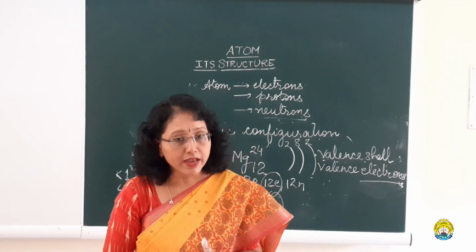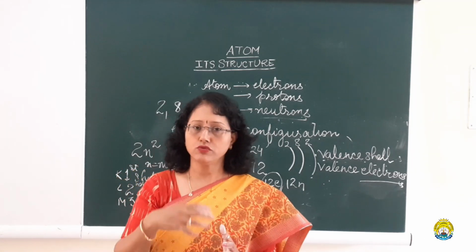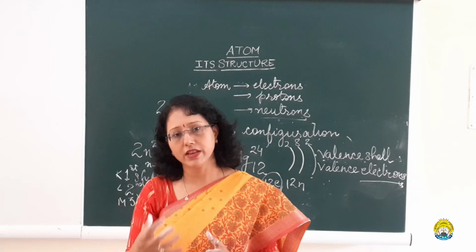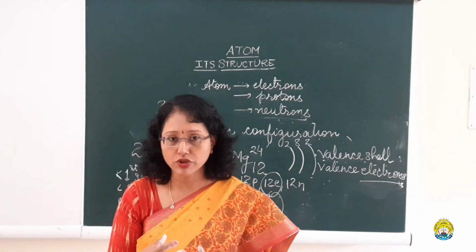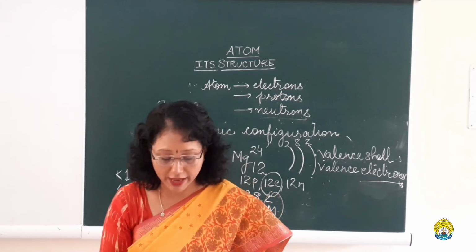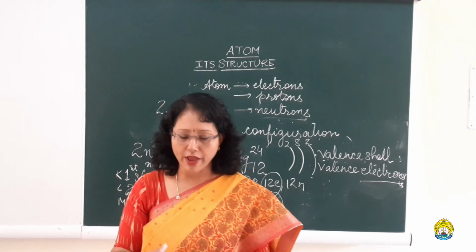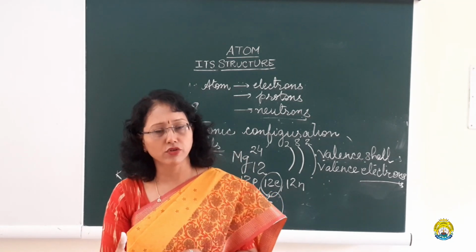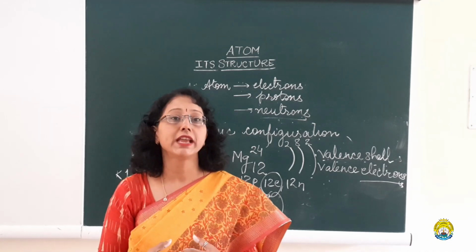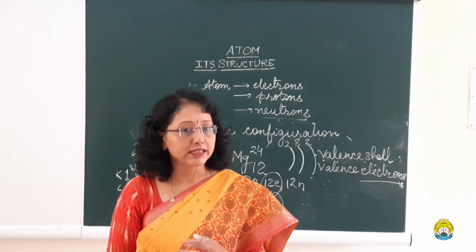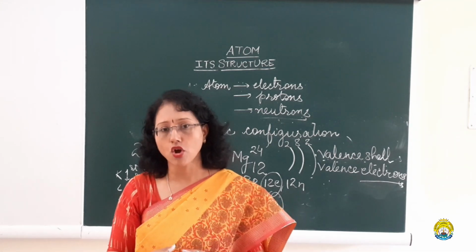If it has a small number, like 1, it can very well give it away to attain stability. With 2, it can also give them away. So these are termed givers, or electropositive elements. And if the outermost shell has 4, 5, 6 or 7 electrons, they are going to gain electrons to attain stability. These are considered electronegative elements, and these are the non-metals.